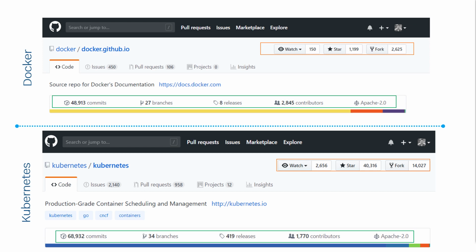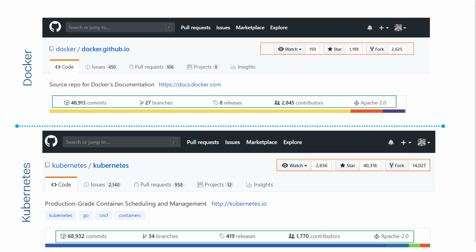Just to avoid misunderstanding here, Kubernetes and Docker are not competitors. Kubernetes uses Docker as its container runtime engine. I'm comparing here because Docker is one of the most popular open source projects out there. The key takeaway here is that the Kubernetes open source project is more popular than the likes of Docker.